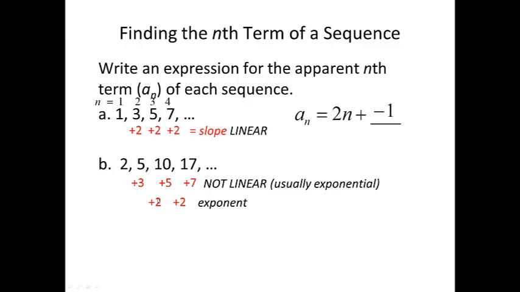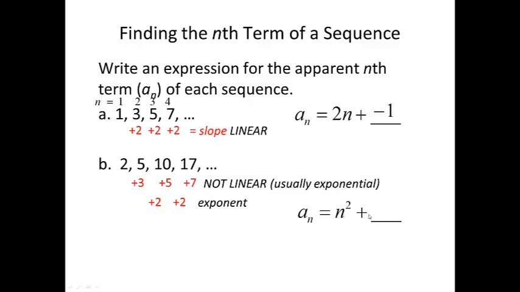Once you go down one level, so now I know that a sub n is equal to n squared plus something. Okay, and what is that something? Well, let's plug in a number. 1 squared plus something is equal to 2, and 2 squared plus something is equal to 5.